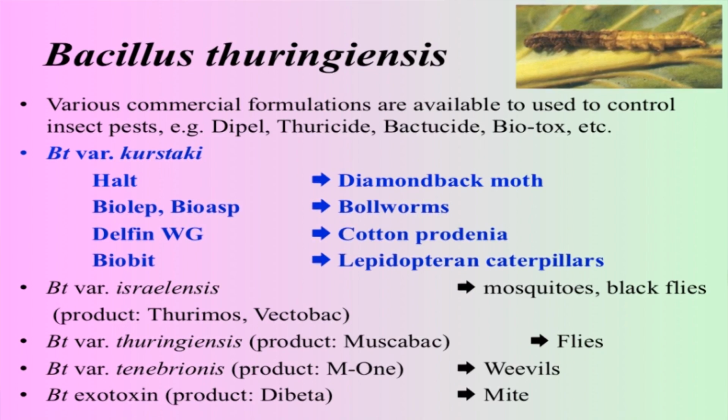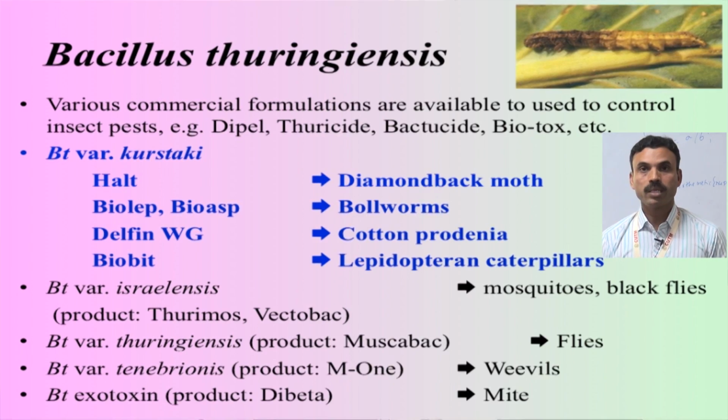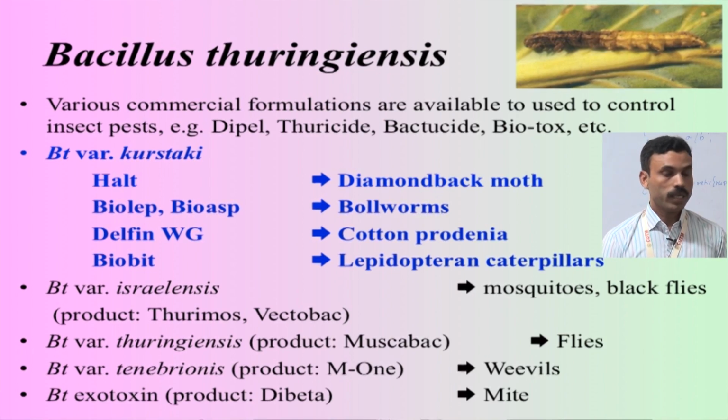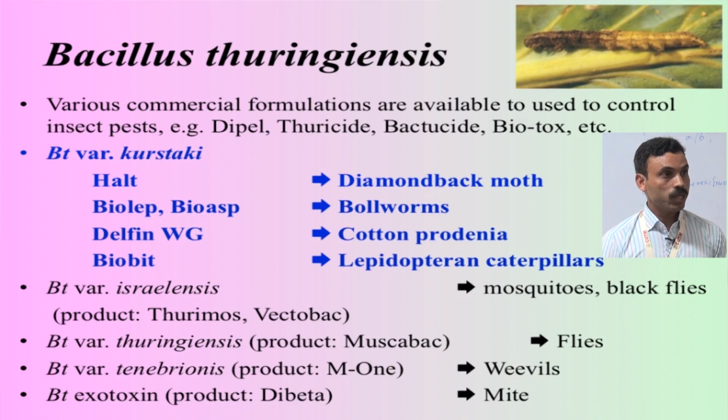Various commercial products are available based on Bacillus thuringiensis. For example, you can see here Dipel, Thuricide, Bactospeine, or Biotox. The variety Bt kurstaki is used for the control of a large number of Lepidopteran pests, such as diamondback moth, bollworms, and cotton Prodenia, which are noctuids, and other Lepidopteran caterpillars. Another variety, Bt israelensis, is used especially for mosquito control. Bt variety thuringiensis can be used for the control of flies. Another variety, known as tenebrionis, is used for the control of weevils, and the last category, endotoxins, can be used for the control of mites.